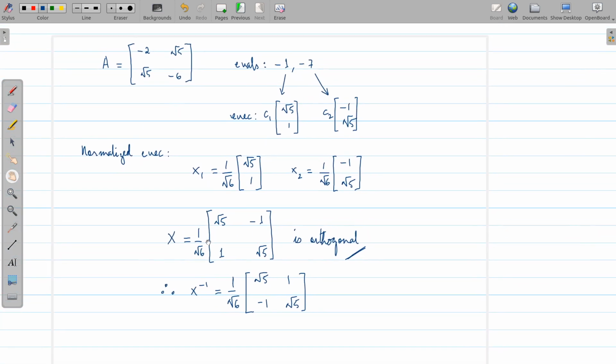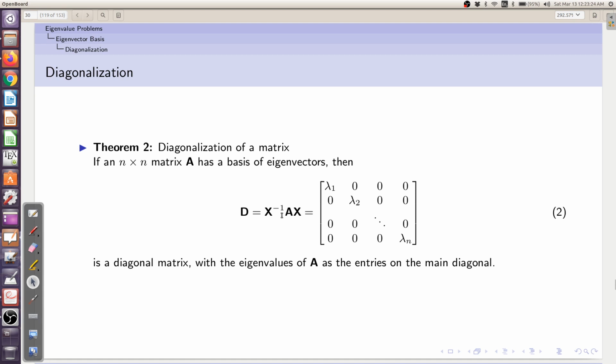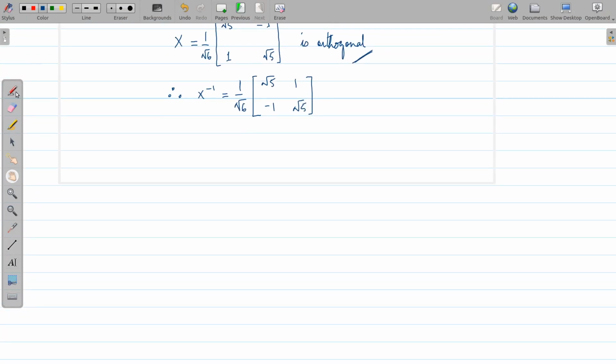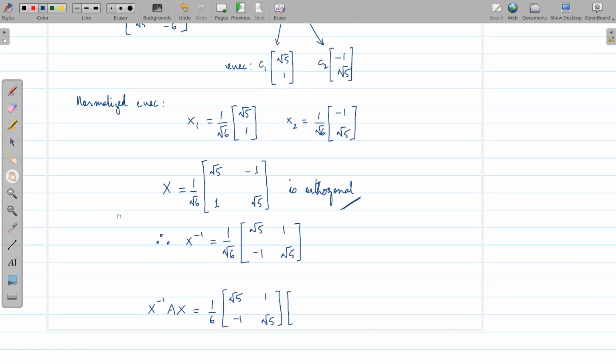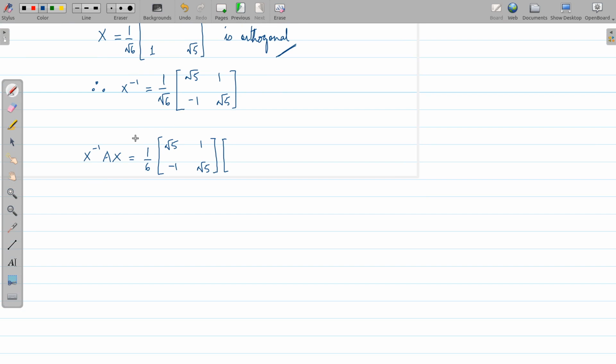Now we have to make this undergo a similarity transformation. What is the similarity transformation? X inverse A x. So let's find out x inverse A x. This is going to be equal to 1 by root 6 times 1 by root 6, which gives us 1 by 6, and then x inverse, which is (root 5, 1; minus 1, root 5). Then we have A. What is A? A is this: minus 2, root 5, and minus 6.